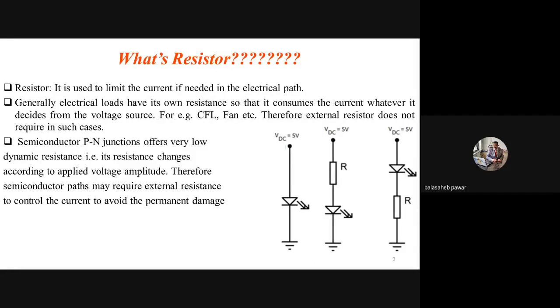So here, I define the resistor as a device to limit the current if needed in the electrical path. Is it correct? Whatever definition I have given here, the resistor is used to limit the current if needed in the electrical path. Is it correct?